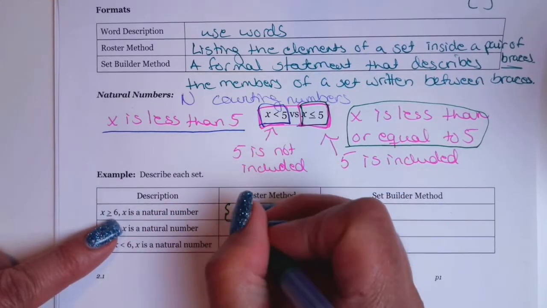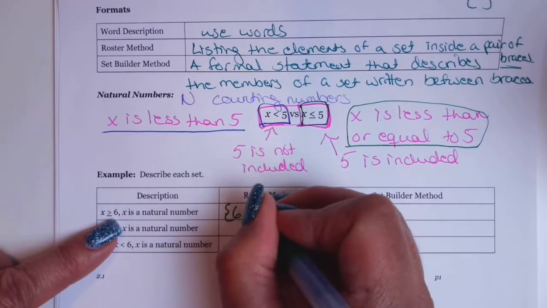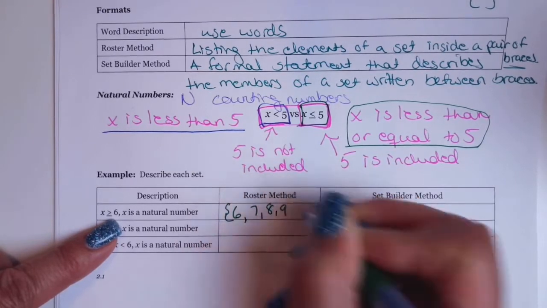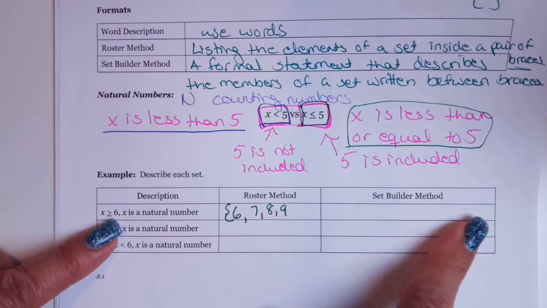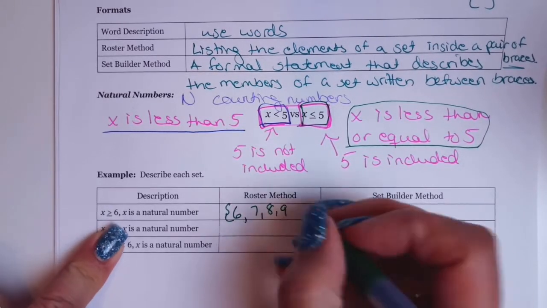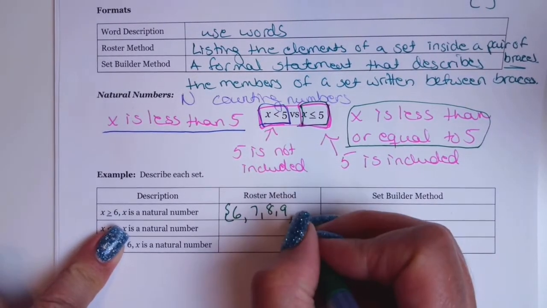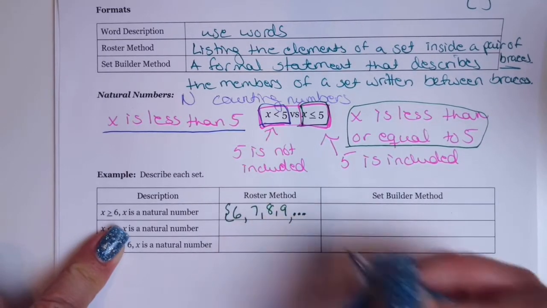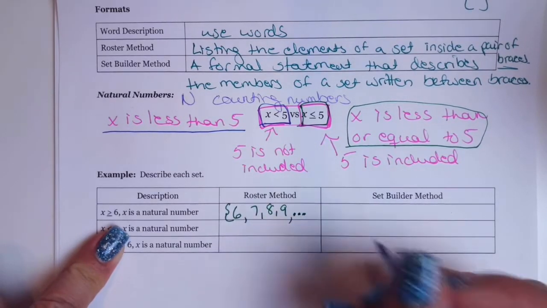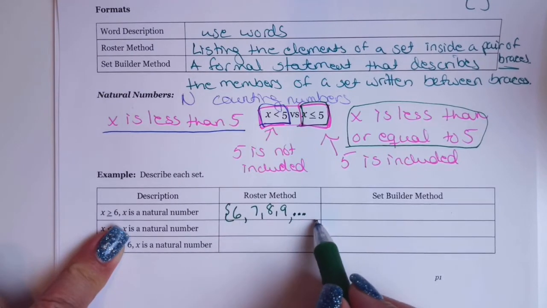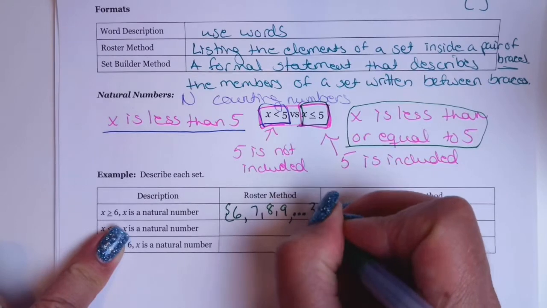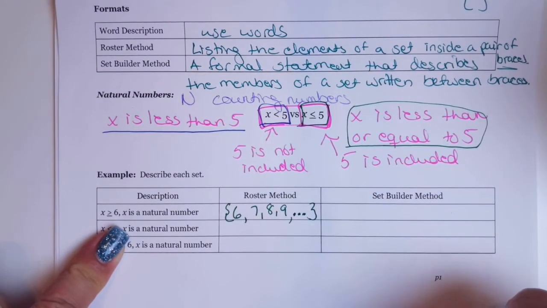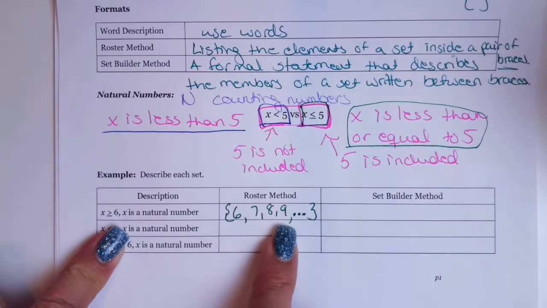X is a natural number, so our counting numbers 6, 7, 8, 9, and so on. We're not going to list all the numbers because we would be here forever. What we're going to do is put a comma and then 3 dots, which is called the ellipsis. That means that this pattern continues. So 10, 11, 12, 13, 14, and so on. And we close the brace. That is our roster method.